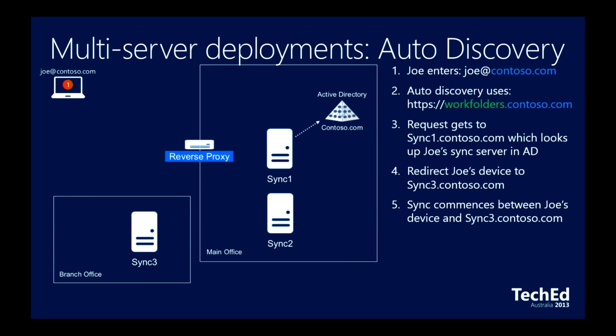And how would it work? Well, the user would say, hey, I'm Joe from Contoso. Where do I need to have work folders? So it goes to https://workfolders.contoso.com and hits the reverse proxy server. The reverse proxy server sends it to the primary server, which workfolders.contoso.com resolves to. It looks up Active Directory and says, I'm not your work folder server. Your work folder server is Sync 3. It sends that message back to the client. The client goes, oh, I'm on Sync 3, let me find Sync 3, and then it tries to connect directly to Sync Server 3.